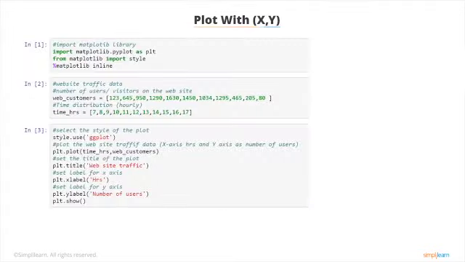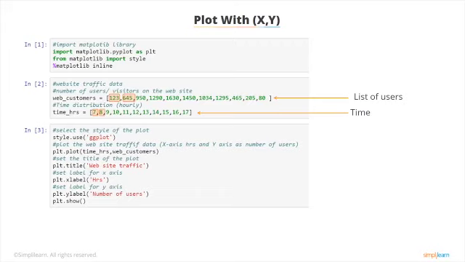Take a look at the program that creates a 2D plot. Object Web Customers is a list of the number of users, and time hours indicates the time. From this, we understand that there are 123 customers on the website at 7 a.m., 645 customers on the website at 8 a.m., and so on.